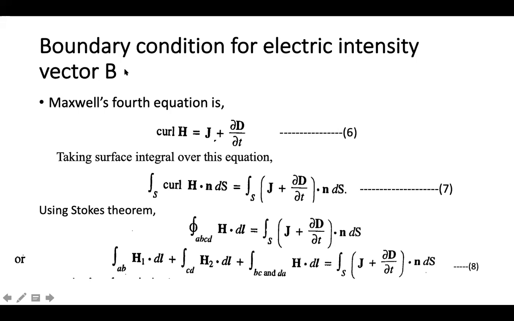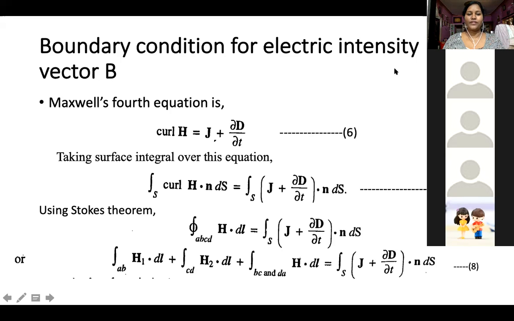Then we have the boundary condition for the magnetic field vector H. So what is Maxwell's fourth equation? See how we derived. We started with Maxwell's first equation for D, second equation for B, third equation for E, and then we have the last, Maxwell's fourth equation for H. So we are going in that sequence. This is the reason why Maxwell's equations are very important and prominent while learning electromagnetic theory.